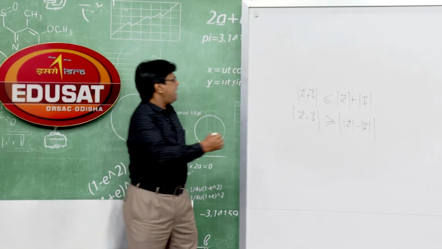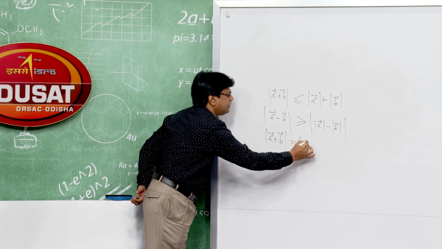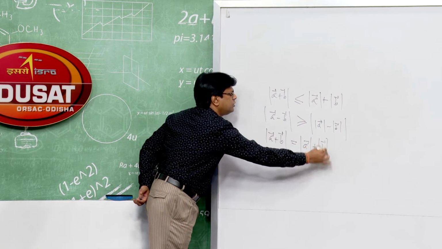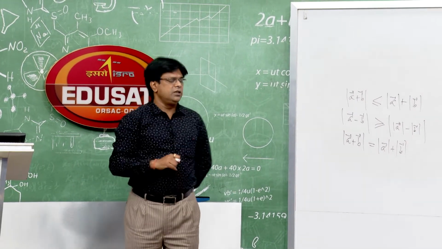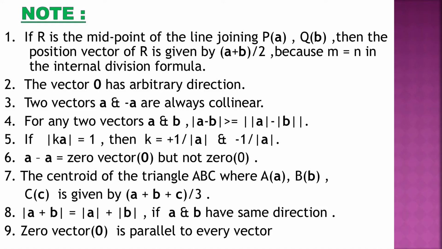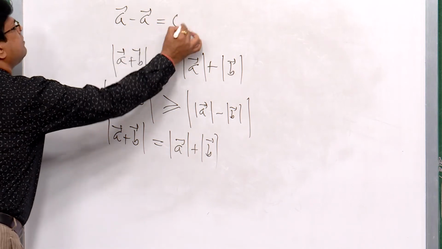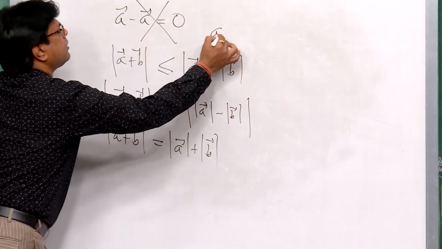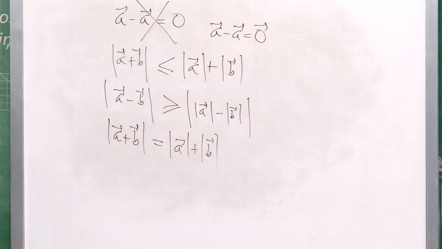Similarly, if the magnitude of A plus B is equal to the magnitude of A plus the magnitude of B, then we can say that A and B are in the same direction. The zero vector is also parallel to every vector. A vector minus A vector becomes the zero vector, that is not the scalar 0.